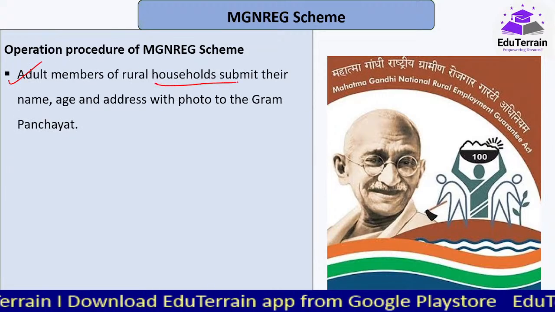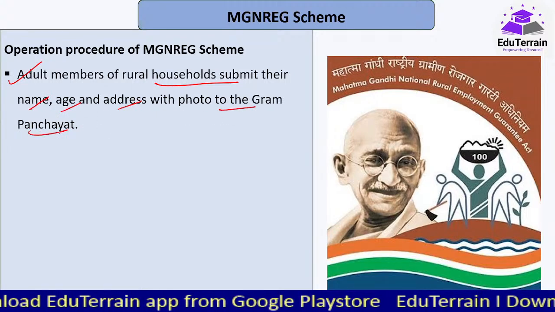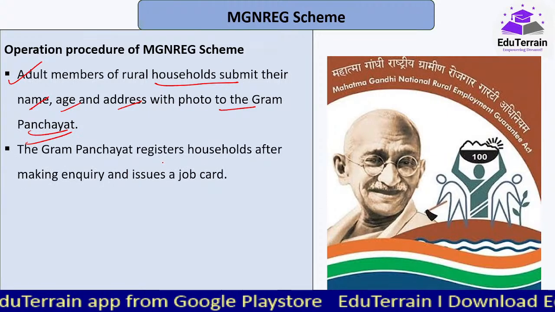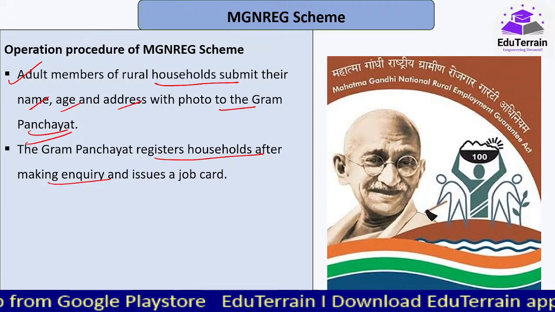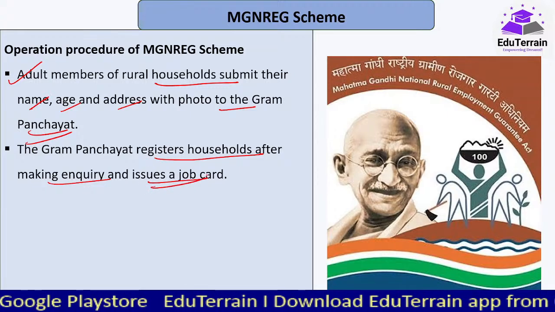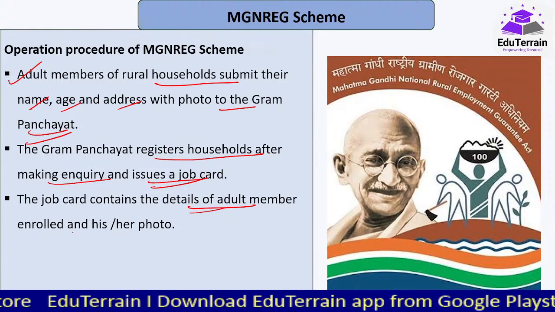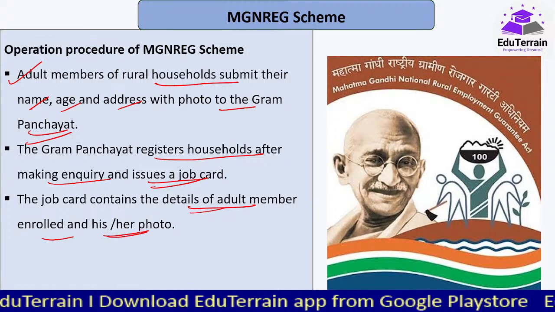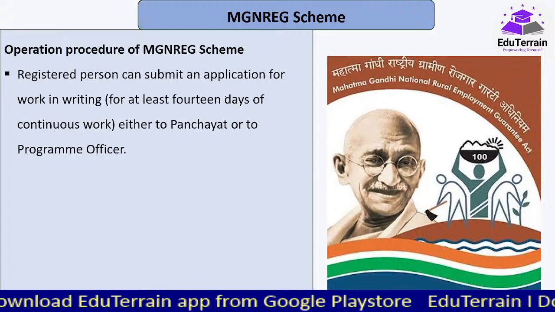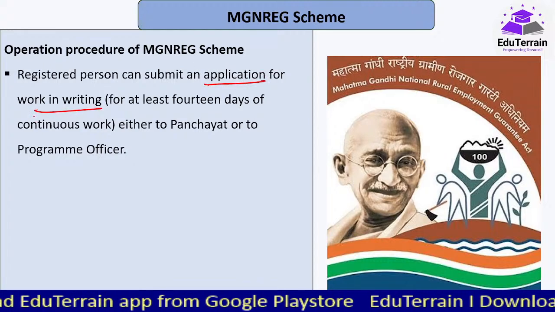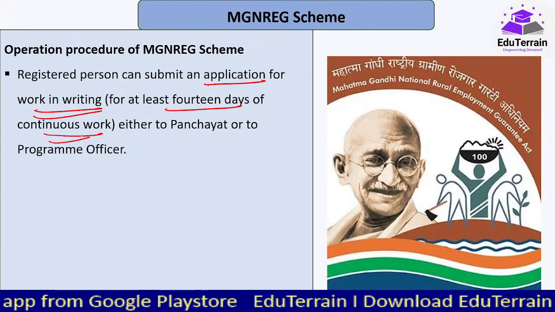Adult members of rural households submit their name, age, address with proof or photo to the gram panchayat. The gram panchayat registers these households after making an inquiry. Only after making an inquiry, they will be registered and issued a job card. The job card contains the details of the adult member enrolled and his or her photo. Now this is done, after which this registered person can submit an application for work in writing, for at least 14 days of continuous work, not less than that.